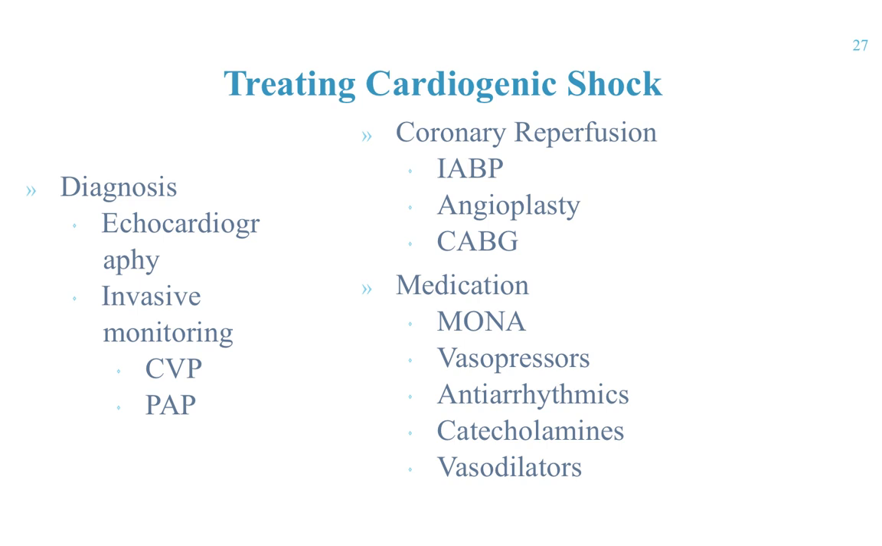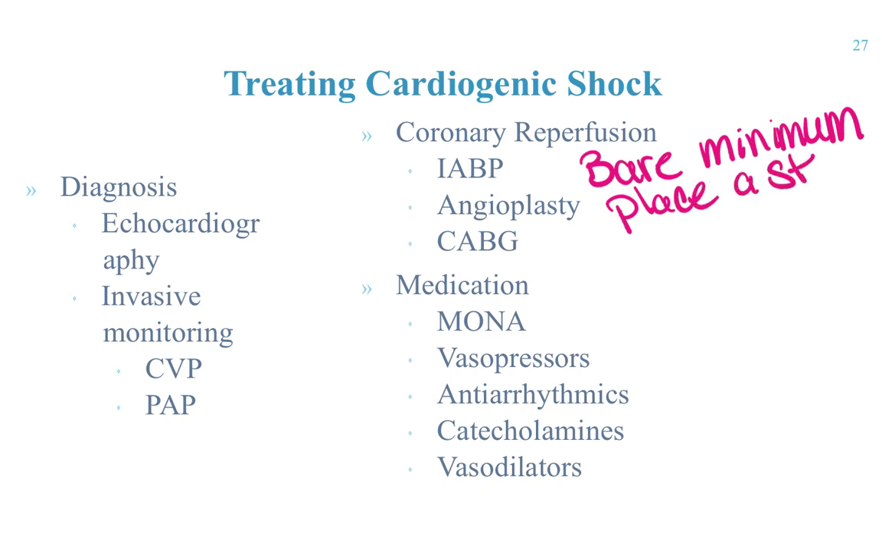We're going to have reperfusion therapy. So an intra-aortic balloon pump, and we can also do an Impella, an angioplasty or a CABG, so coronary artery bypass graft. A very bare minimum for an MI is we're going to place a stent. So we're going to open up that vessel so that we can get blood flowing back through the vessel and to the heart to prevent further tissue damage.